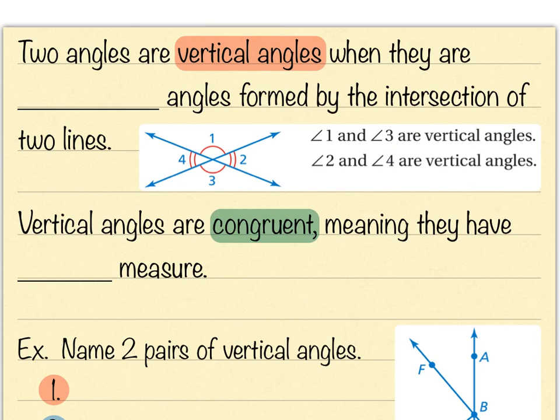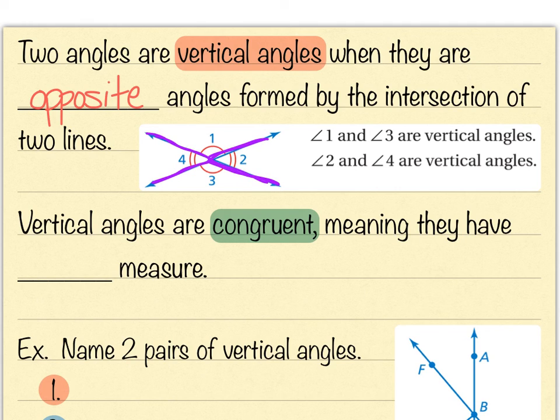So the last type of angle that we're going to talk about today is vertical angles, and two angles are vertical angles when they are opposite angles formed by the intersection of two lines. In this example, you can see angle 1 and 3 are vertical angles. They share that vertex, but they don't share any sides. They're actually right above each other, but that's not what vertical means in this instance. Vertical angles don't mean right above each other. They just mean opposite from one another. So angle 2 and angle 4 are also vertical angles.